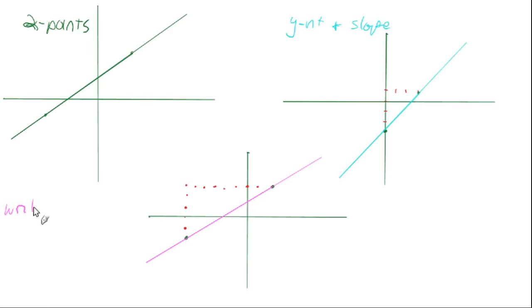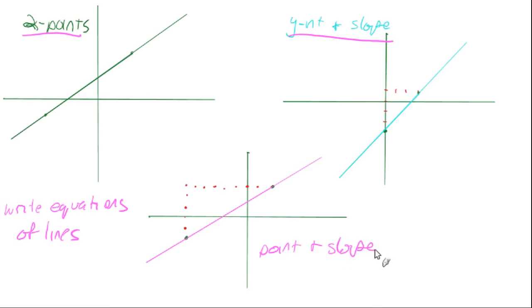Going to write equations of lines. And if I give you 2 points, that should be enough. A y-intercept and a slope, that should be enough. And just a point in general, and a slope, that should be enough. If I gave you 2 points, you could find the slope between them, and that would be enough information.